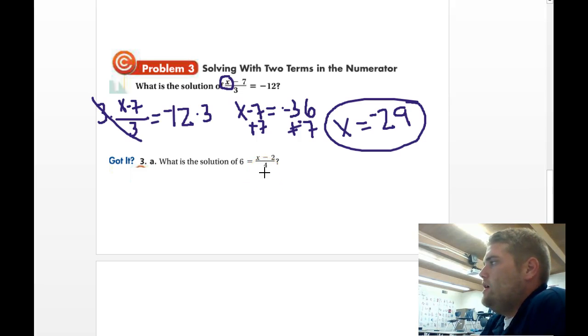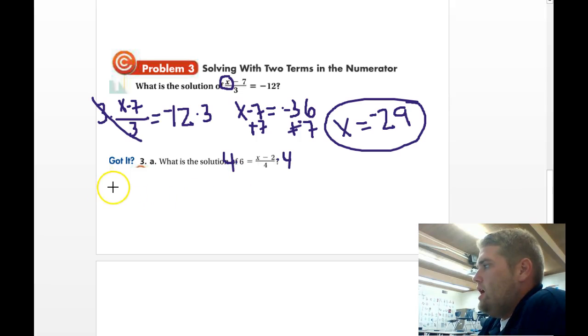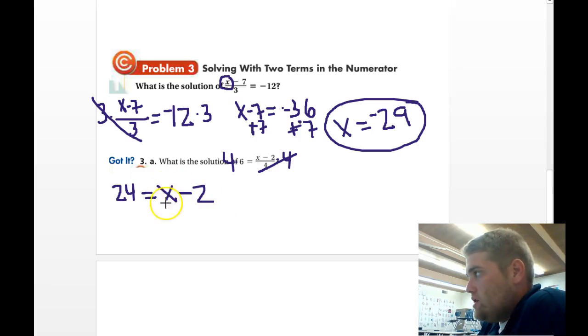And finally on the last one, it's the same exact thing. So 6 equals x minus 2 divided by 4. Okay, so we got to get this 4 from out of the bottom. So I'm going to multiply both sides by 4, and I have 24 equals, our 4's cancel over here, x minus 2. Okay, now I still want to get x by itself because it's my variable, so the opposite of subtracting 2 is adding 2.